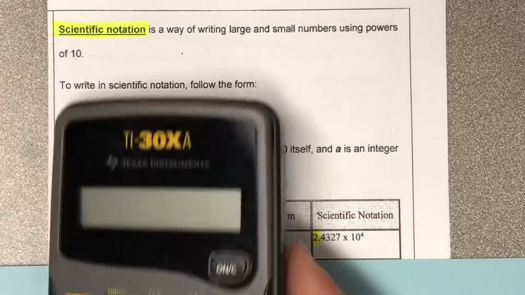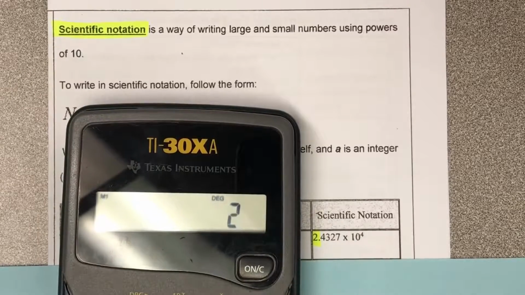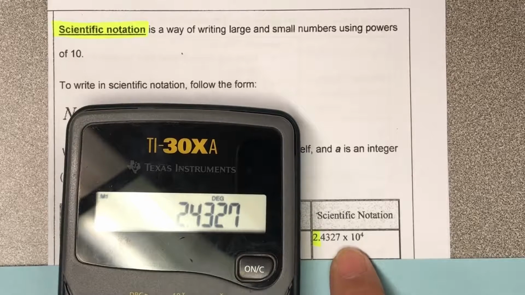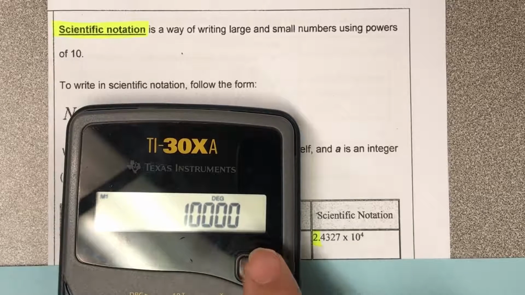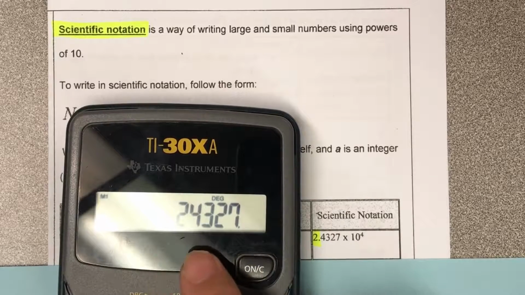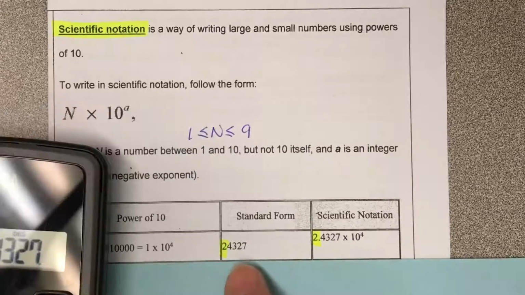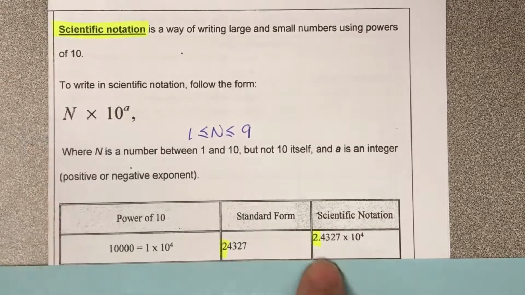So what does that mean? That means that if I multiply 2.4327 times 10 to the 4th power, I can multiply times 10 times 10 times 10 times 10, four times, or I can multiply by 10,000. So we're going to multiply that by 10,000, 1 with 4 zeros. And that is my 24,327, which was the original number. So the number is the same, but just written in a different form.